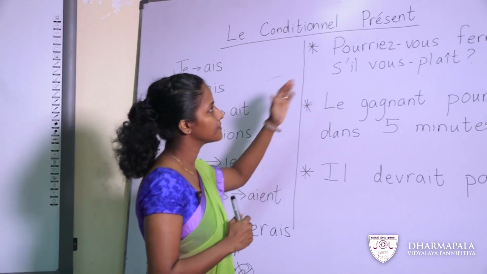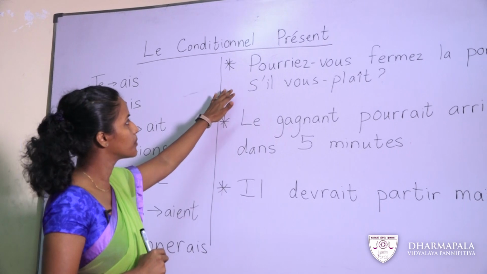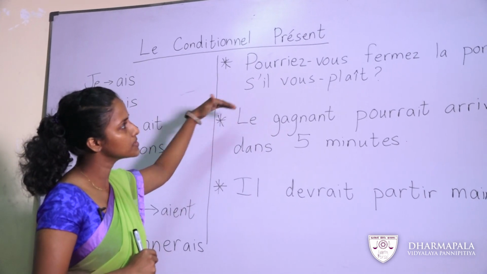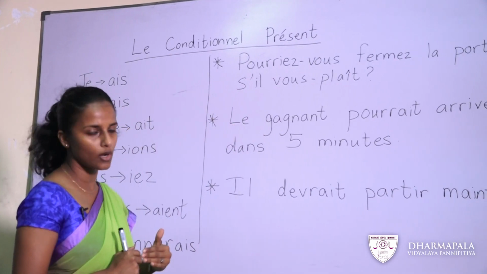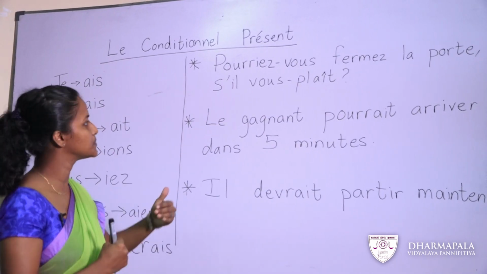For example, I have given: Pourriez-vous fermer la porte, s'il vous plaît? Pourriez-vous means, could you please close the door? Could you please? We are being more polite when we are speaking.